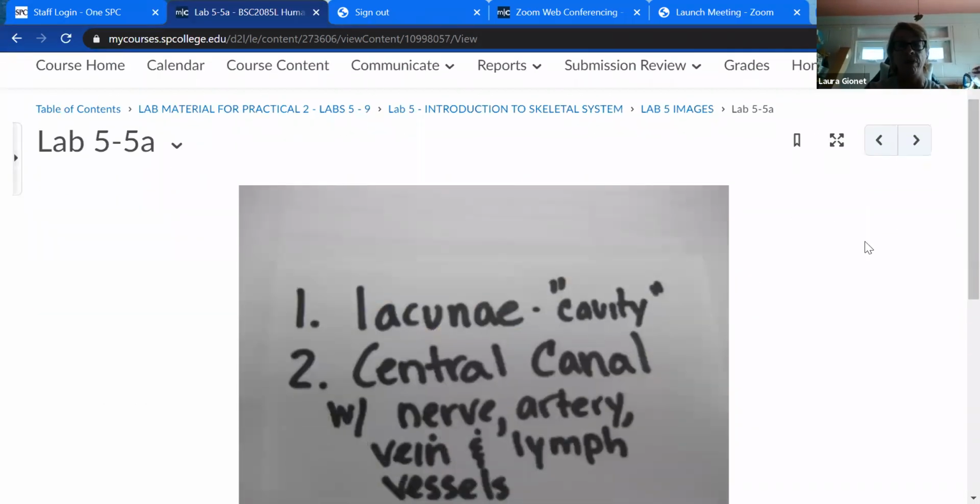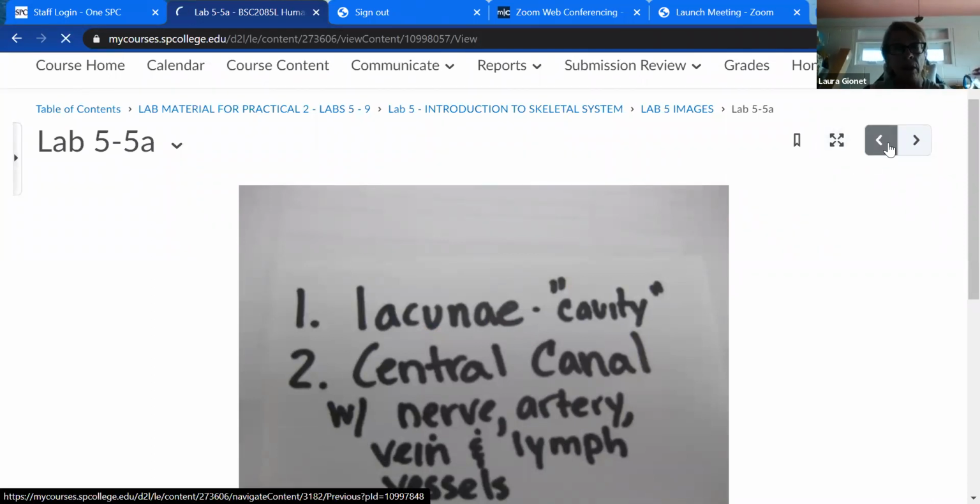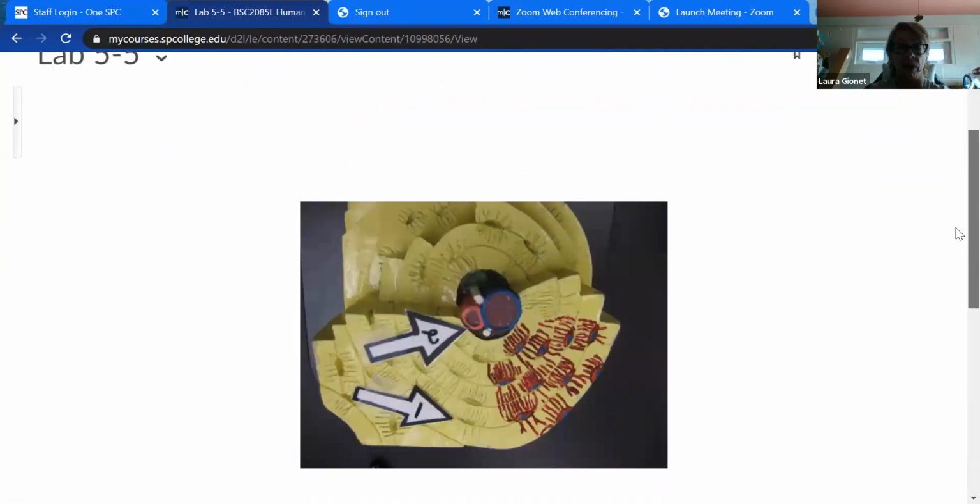All right, so we have lacunae, which are the cavities. I didn't know what he was really pointing to there. Hold on. Let me go back one. Let me just tell you what everything is.